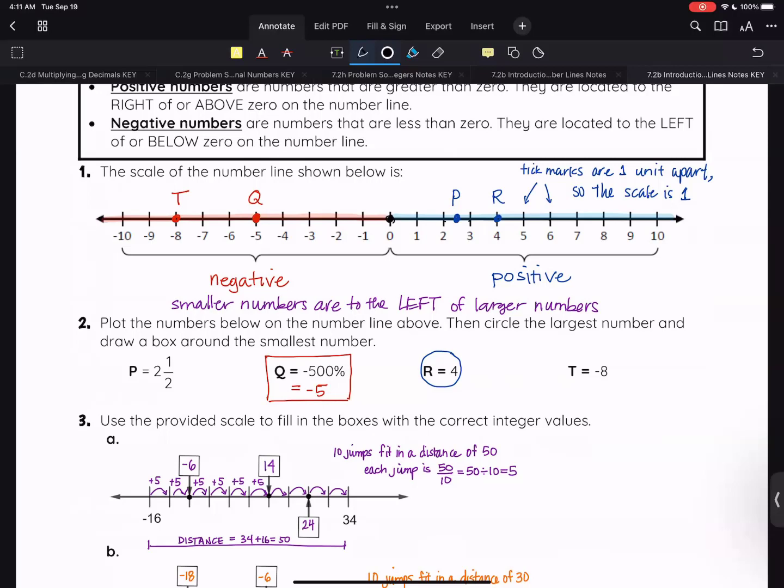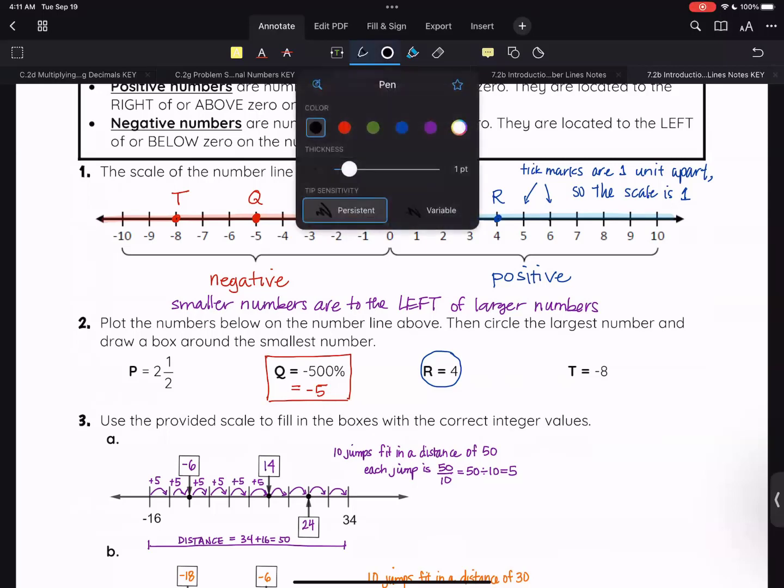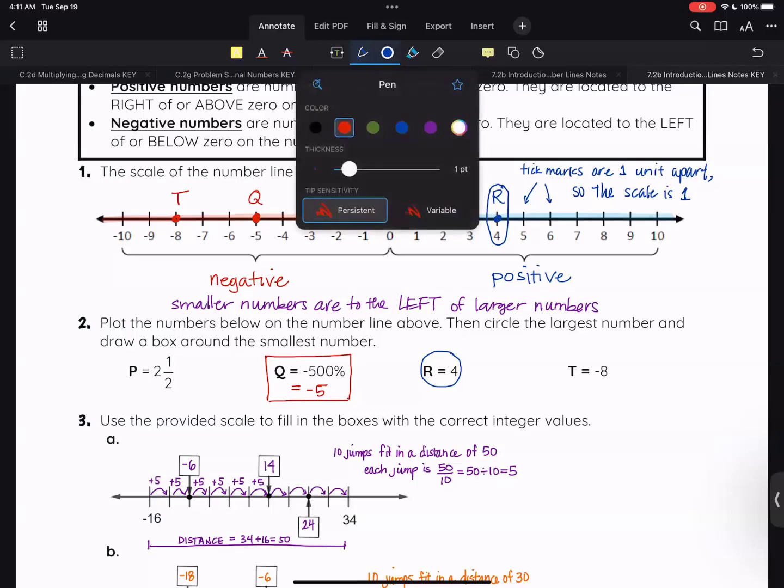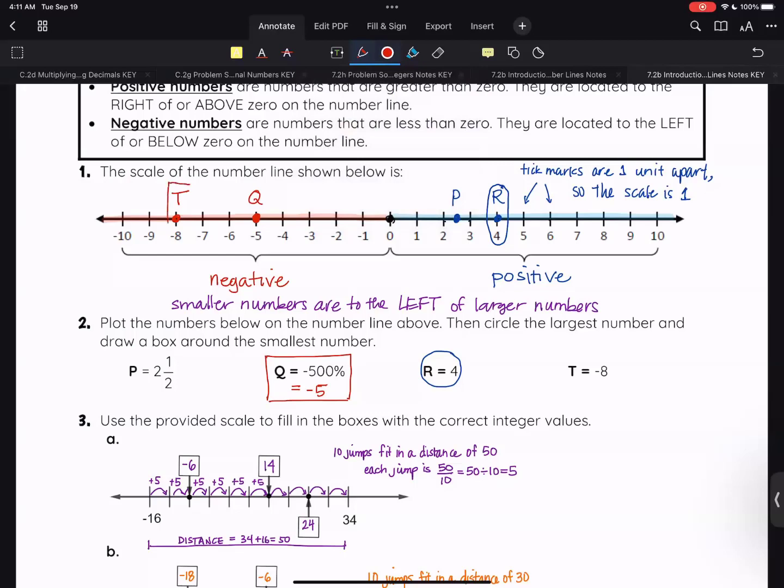Now, the next part is we want to circle the largest number. Remember, the largest number is the number that is to the right. So I'm going to go ahead and add a circle to my number line. That is the largest one. And then the smallest one, I'm going to put a box around it. So that's the one that is the furthest to the left.